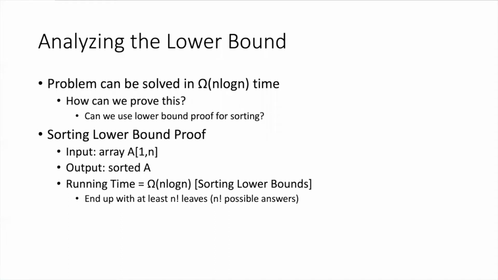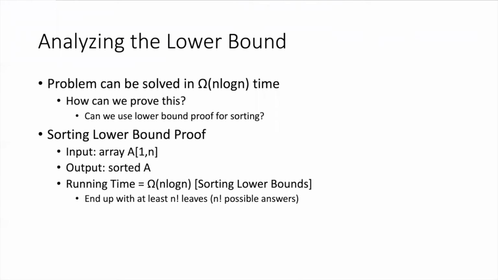Again, sorting says that we have an input array A, and our output is a sorted A with running time big omega of n log n. You can reference the lecture Sorting Lower Bounds, which is at the end of the video, for a more rigorous proof, but I'm not going to go into detail of the sorting lower bound proof. Basically, at the end of the sorting lower bound proof, we see that there are at least n factorial leaves, because there are n factorial possible permutations of the input array, and we are only looking for one specific permutation, which is the sorted array A.